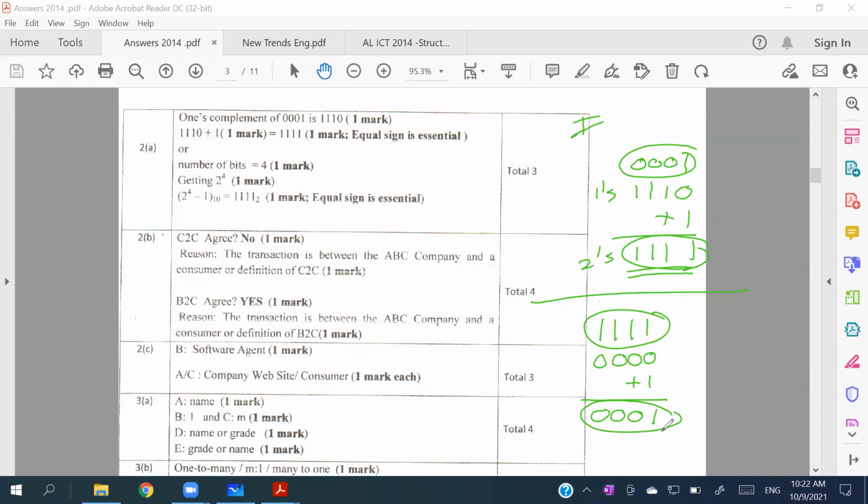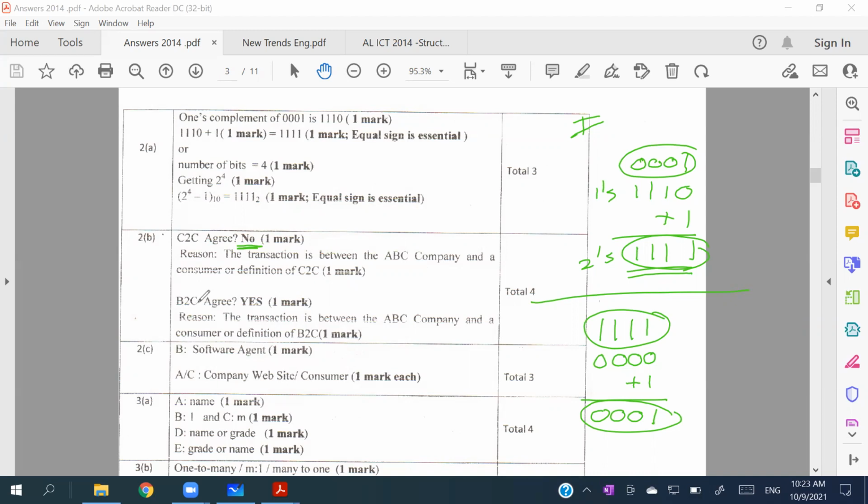So you have to say it is not. And for the reason, you have to say the transaction is between ABC company and a consumer, or the definition of C2C. That means either you can justify it. Why is it no? It is because the transaction happened between ABC company and the consumer. So it is kind of a B2C. Otherwise, you can say that for a transaction to be C2C, both parties should be consumers, but in this case, ABC company is not a consumer, right?